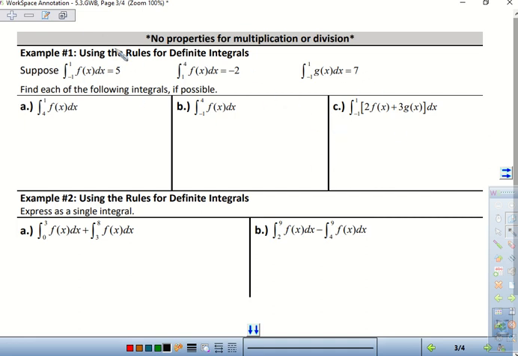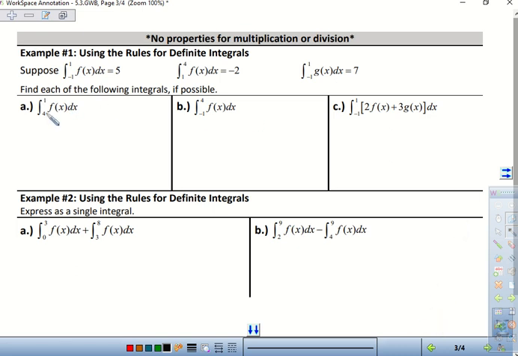But for example, suppose that we know that the integral of f from -1 to 1 is equal to 5. The integral from 1 to 4 of f of x is equal to -2, and the integral of g of x from -1 to 1 is 7. We can use that information to answer the following questions.